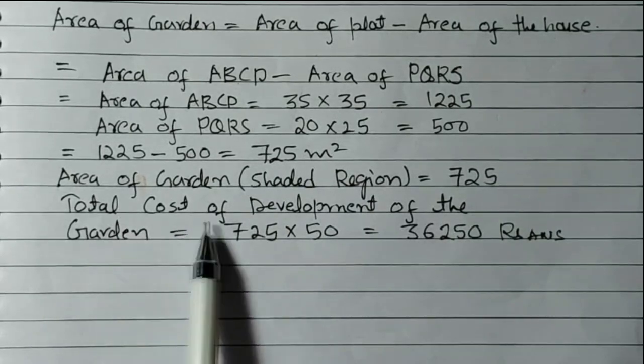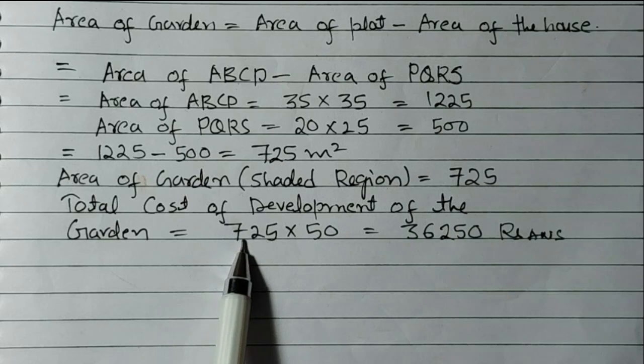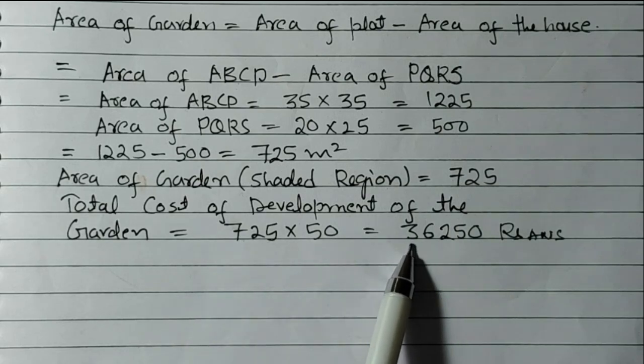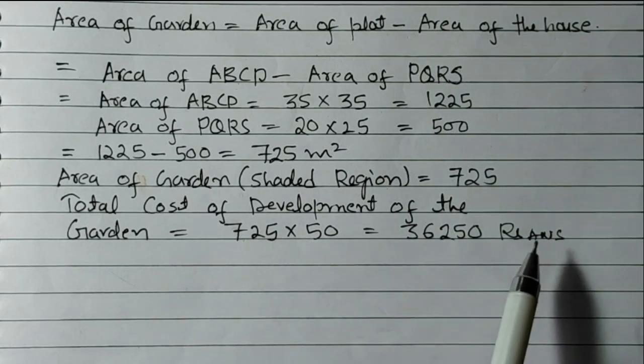So total cost of development of the garden is equal to 725 into 50, which is 36,250. This is the answer.